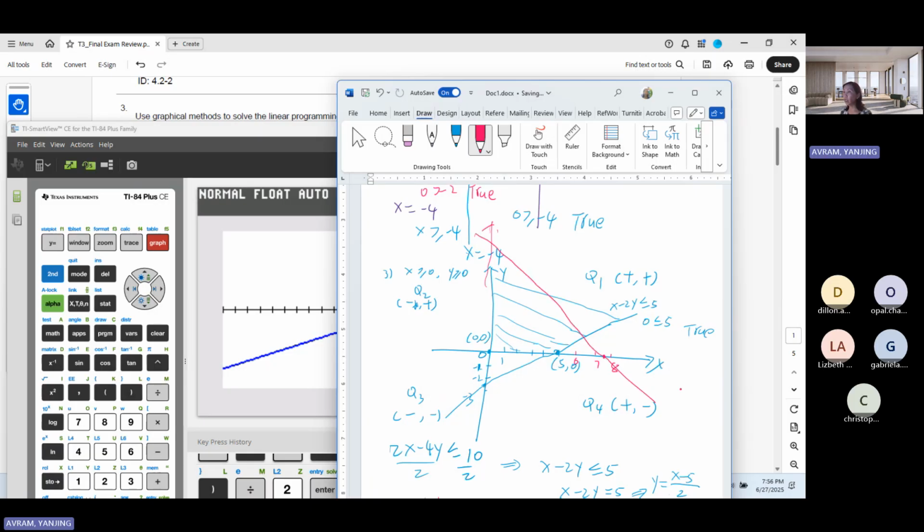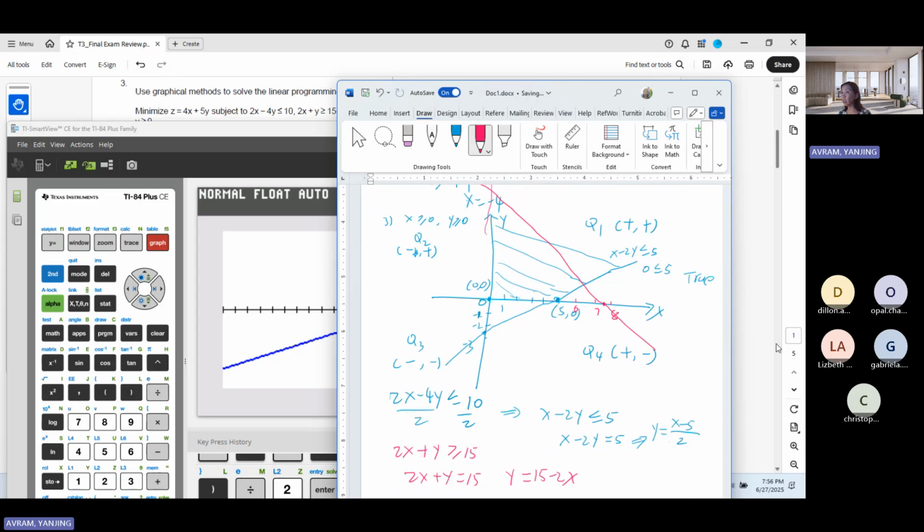All right, so this one here, I need 2x plus y to be greater than or equal to 15, right? And again, this point is not on the line, so I like to use 0, 0 to do the test. So 2 times 0 is 0. Is 0 greater than or equal to 15? The answer will be false. Okay, so what does false mean? That means this side is not a solution. So my solution should be this side.